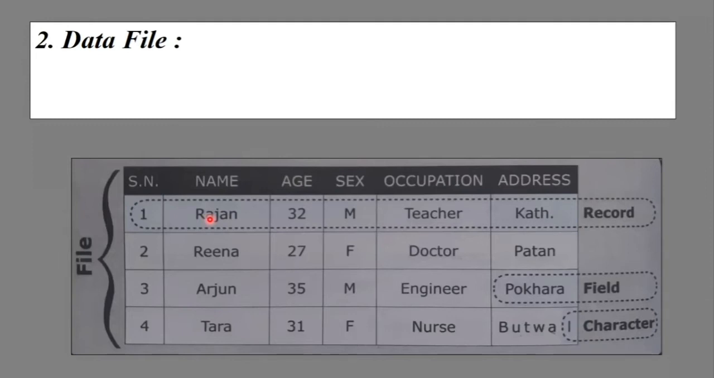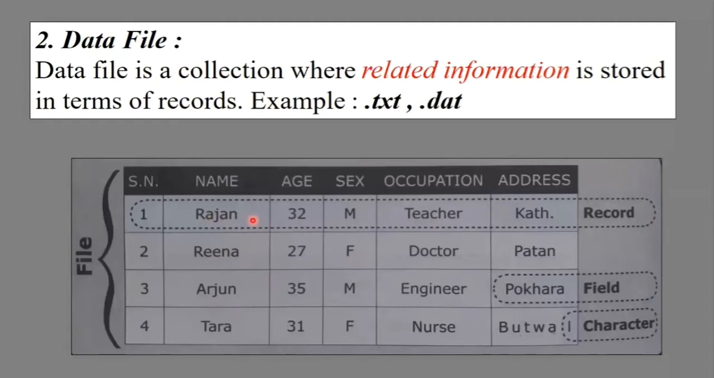All right, so basically what happens, this file consists of what? Records. A record consists of what? Fields. A field consists of what? Characters. So all this combines to make a data file, and they all are related. See, related information of Rajan, Reena, Arjun, and Tara. A data file is a collection where related information is stored in terms of records. Simple as that. Examples are .txt or .dat files.